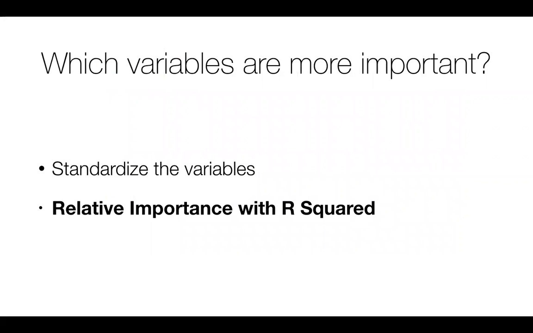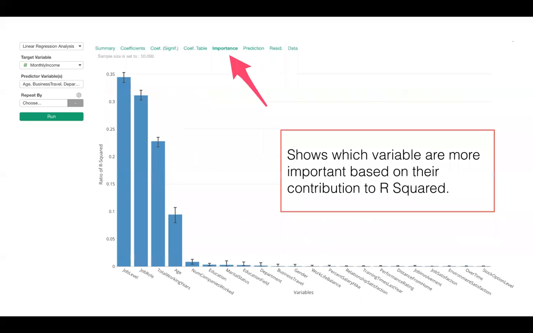So another way is relative importance with R-squared. So what's the relative importance?